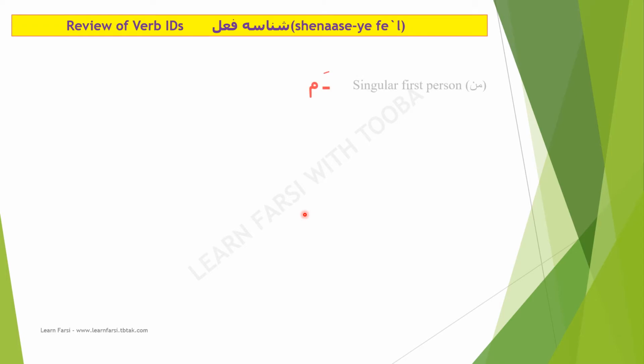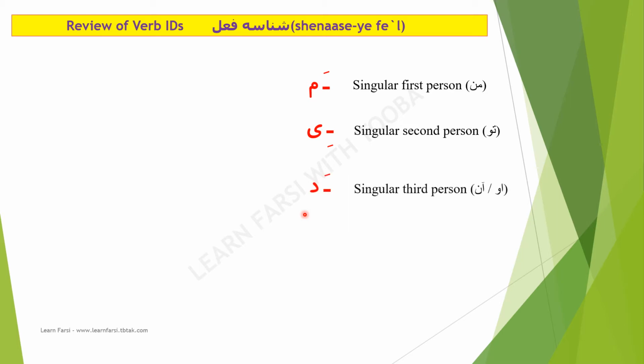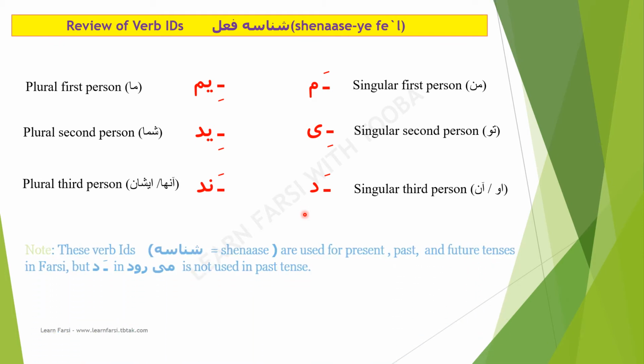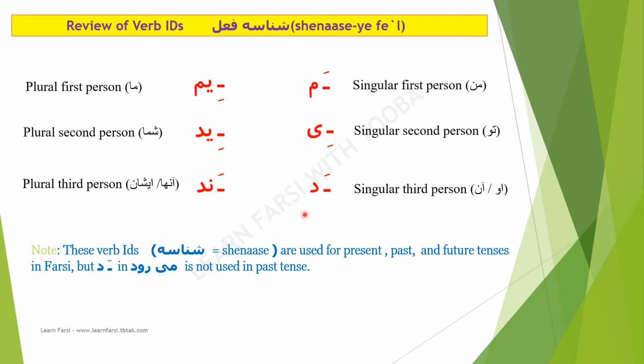Am is a singular first person and represents man. E, singular second person and represents to. Ad, singular third person and represents u or on. Im, plural first person and represents ma. Id, plural second person and represents shoma. And, plural third person and represents anha or ishan.